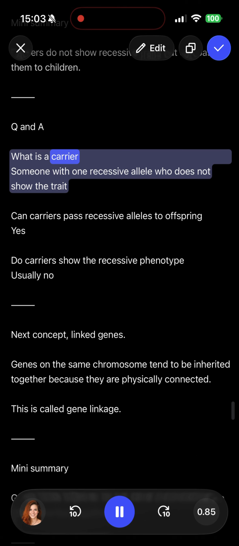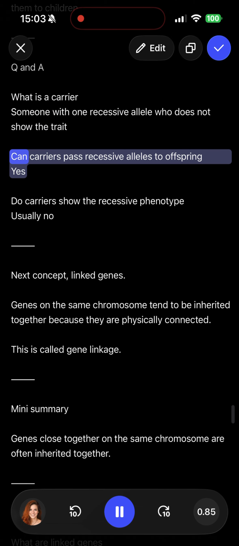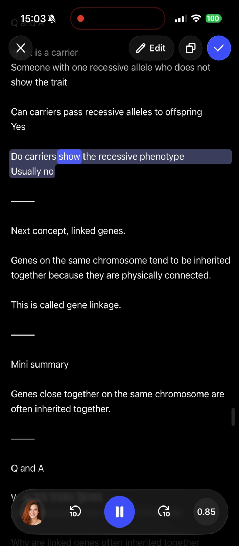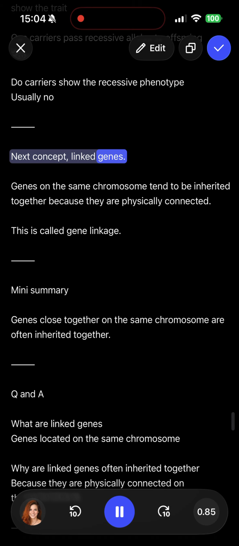Q&A. What is a carrier? Someone with 1 recessive allele who does not show the trait. Can carriers pass recessive alleles to offspring? Yes. Do carriers show the recessive phenotype? Usually no. Next concept, linked genes.